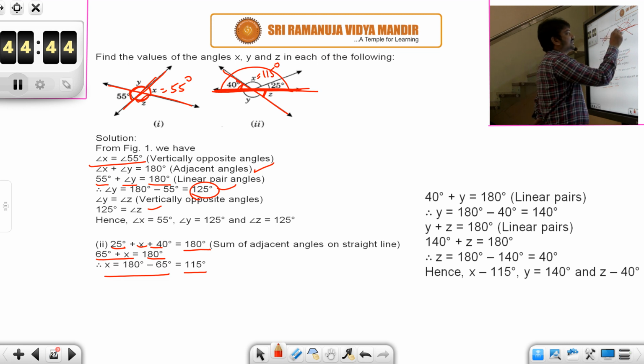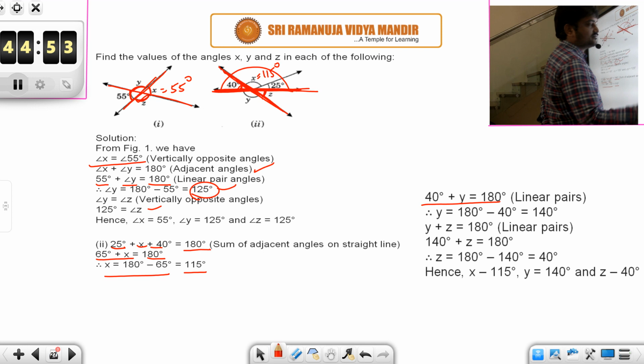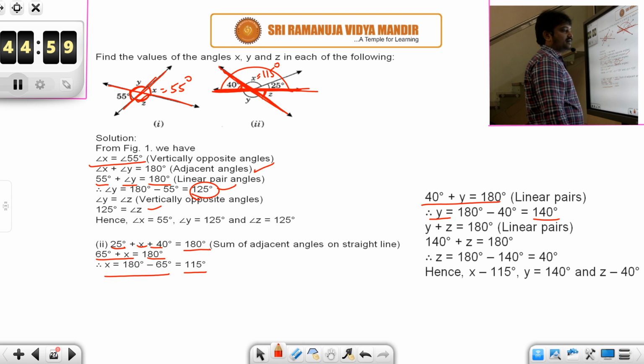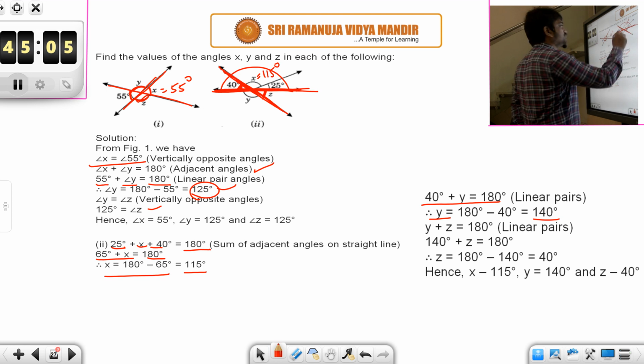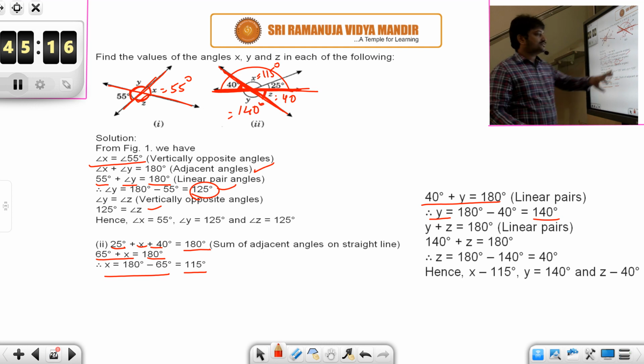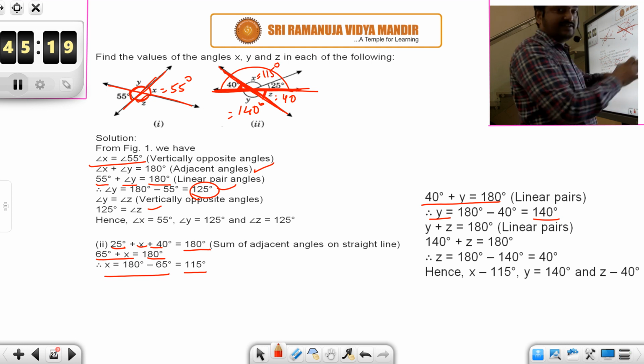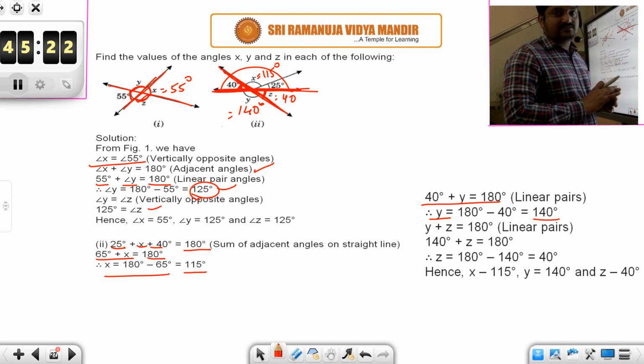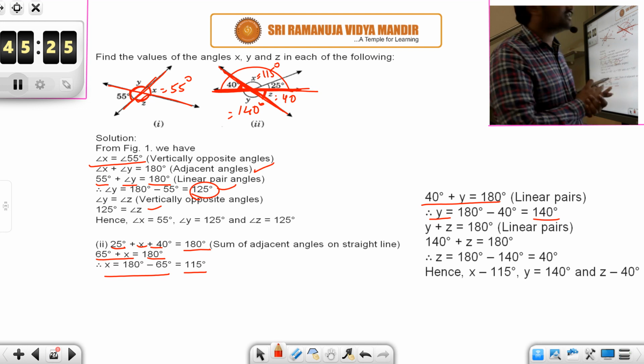And then 40 plus y. See, again, if you consider this as a straight line, 40 and y form a linear pair. So 40 plus y will be 180. So from this you will get y is equal to 180 minus 40, which is 140. And again, I have already discussed z. Z and 40 are vertically opposite angles, so z will be 40, because vertically opposite angles are equal. So if you get comfortable with these terminologies and definitions, then you could solve these questions orally as well. Especially, these tricks will be helpful in your competitive exams.